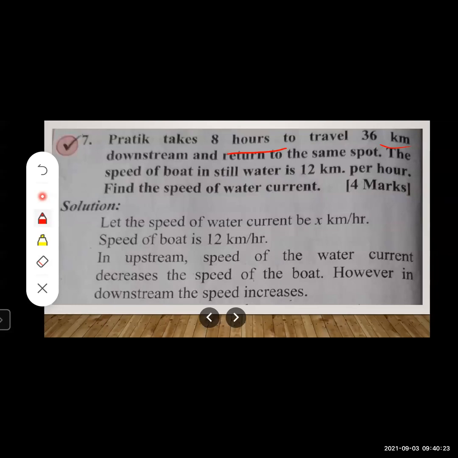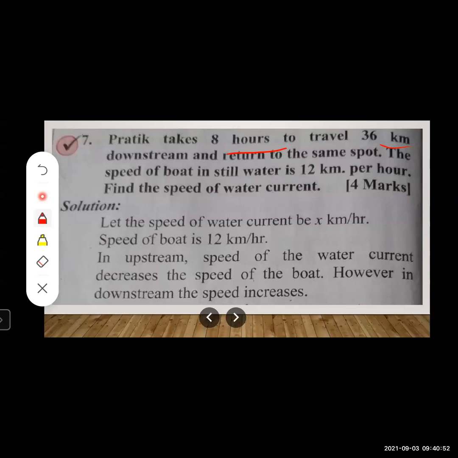You can't use different units here. Somewhere you can't use minutes, somewhere seconds. Everywhere, the units you keep should be uniform. Okay, so which unit are we using for time? Hours, and for distance we are using kilometers, right? This is clear. Okay, now concentrate on the first line.